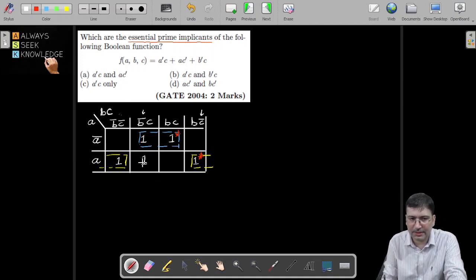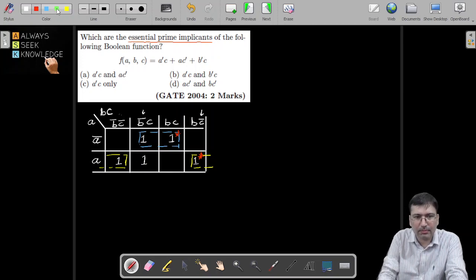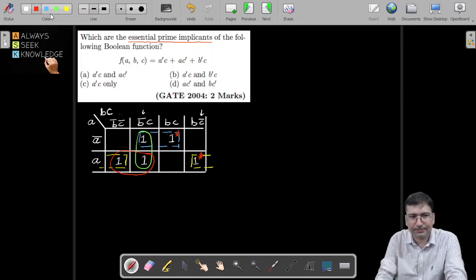But this is not having single pairing. This may have two pairings. So I may group it like this or this. So let me do it. I'm grouping this one like this, or I can group this one like this also, right? So let's validate the essential prime implicant.